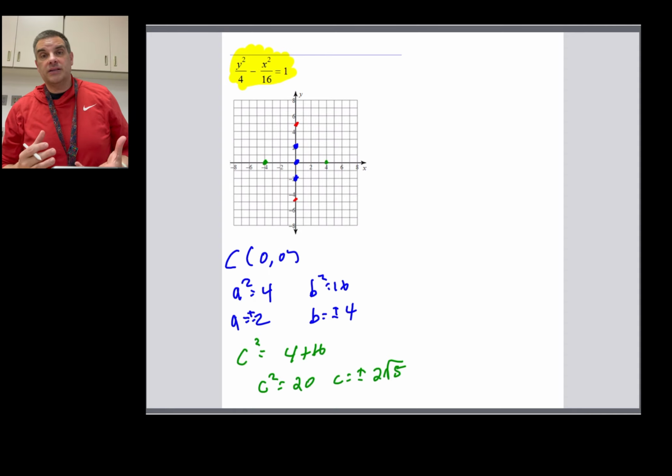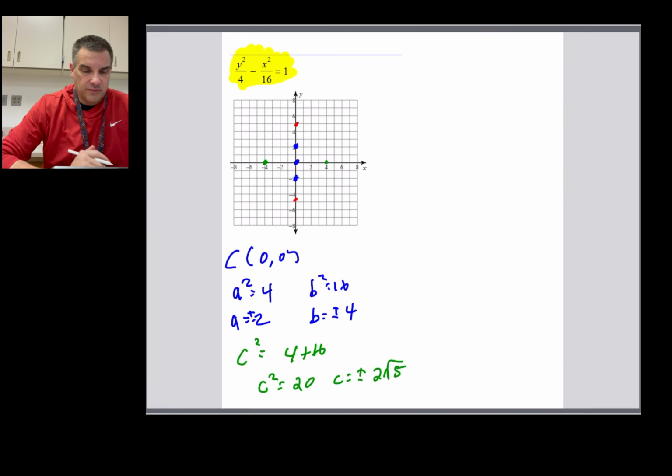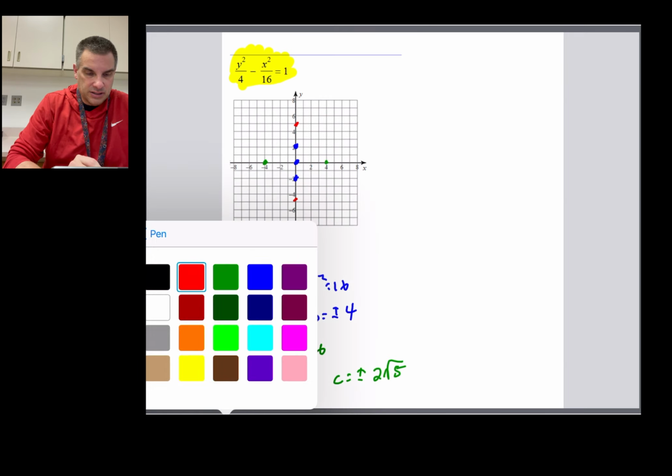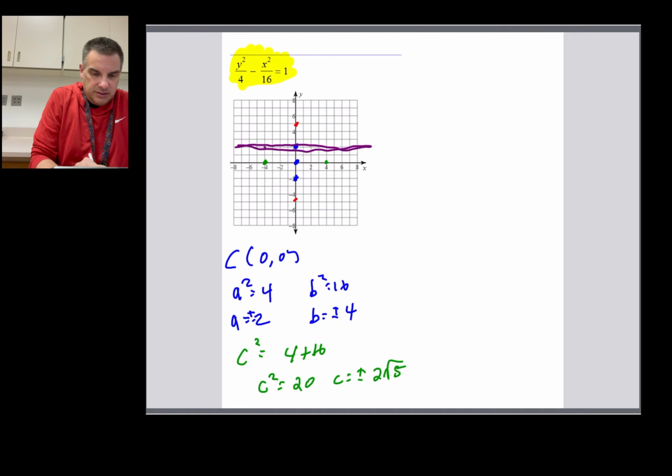Okay, so how do we graph these now? In order to graph these, we're actually going to create kind of a rectangle using our vertices and our co-vertices. So I've got my vertex line. I'm going to create a nice horizontal line through each of the two vertices. So there's a horizontal line, and there's a horizontal line through the vertices.